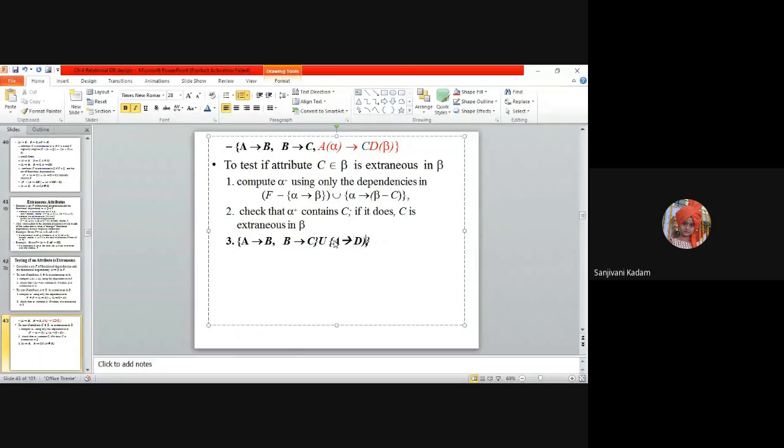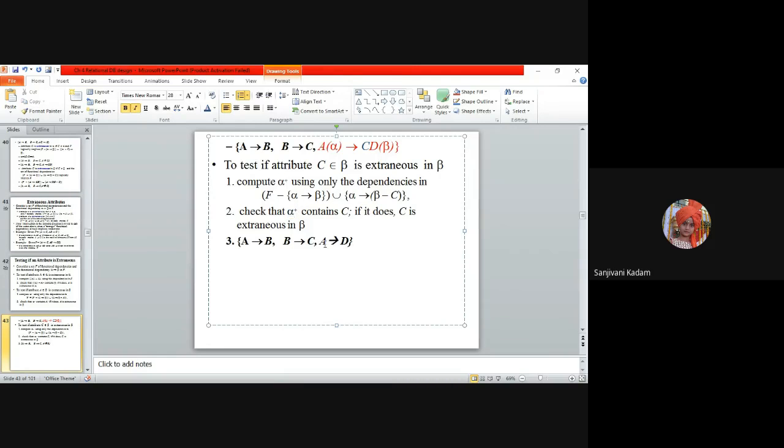This functional dependency we are talking about, and union, it means combining the two sets. Okay, these two sets we have combined. The first step is over. Now the next step is to check the alpha closure.